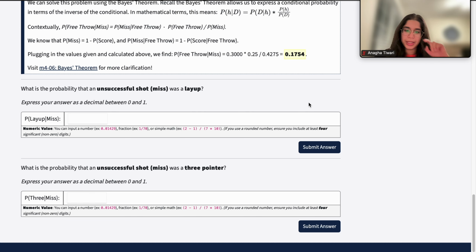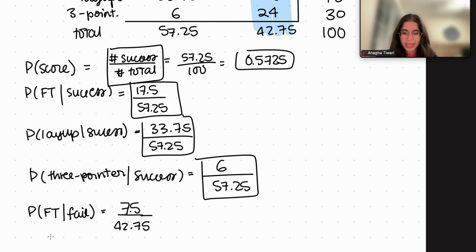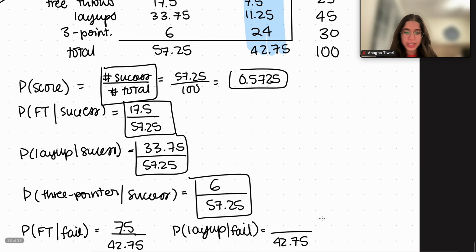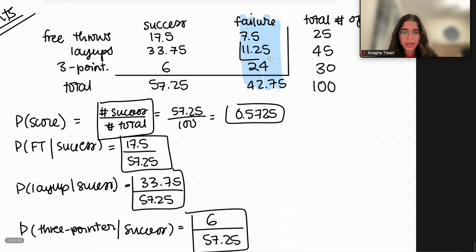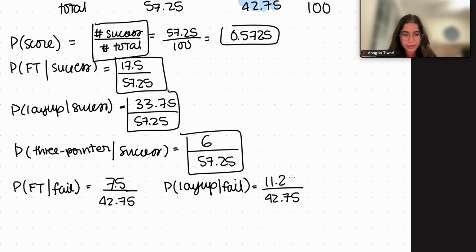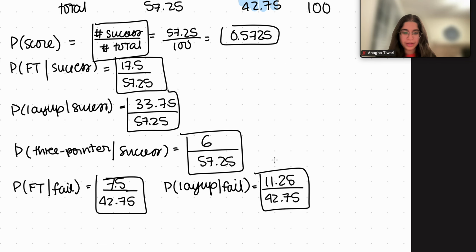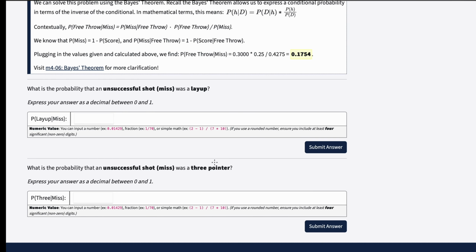And then what is the probability that an unsuccessful shot was a layup? So given the shot was a miss or a failure, what is the probability that it was a layup? Well, it's kind of similar. Layup given a fail. Well, I still have out of my 42.75 failures, the number of shots that were layups is 11.25. So my final probability is just going to be 11.25 divided by 42.75.